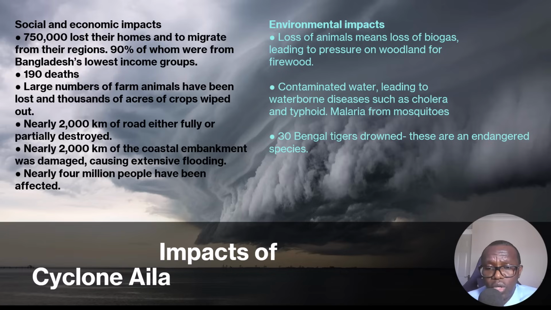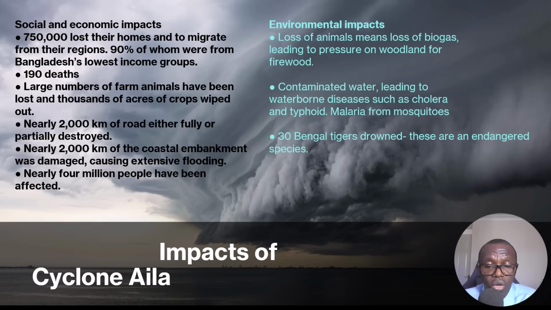Moving on to environmental impacts, loss of animals in the area meant also a loss of biogas. Now we know that in Bangladesh, just like they do in India, biogas is produced from the animals, and as a result of that, with no biogas, it means that people now had to rely on woodland for firewood, meaning that they are going to cut down a lot more trees, and that then has an environmental impact.